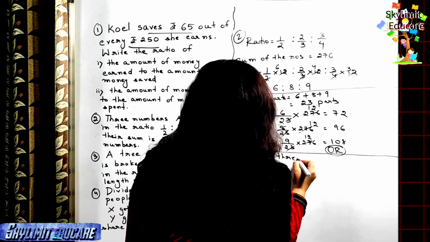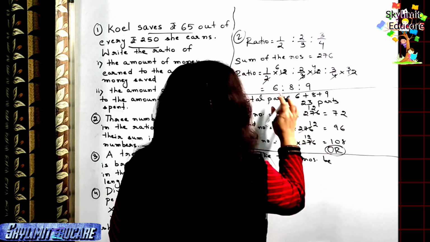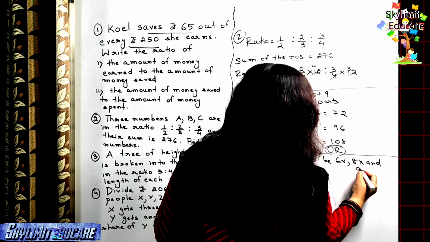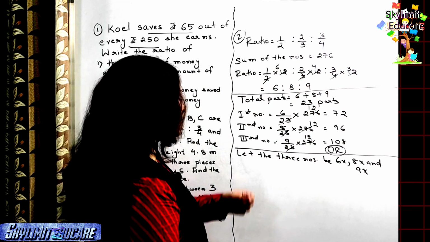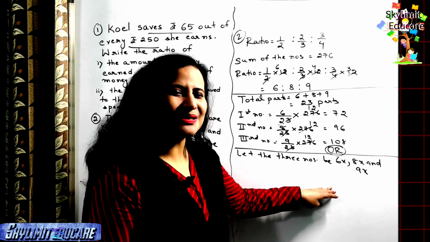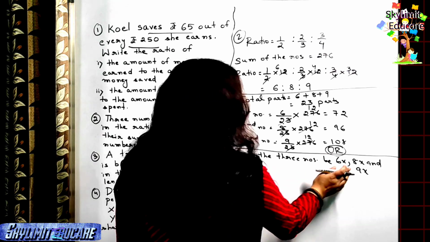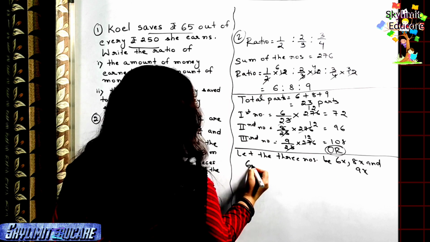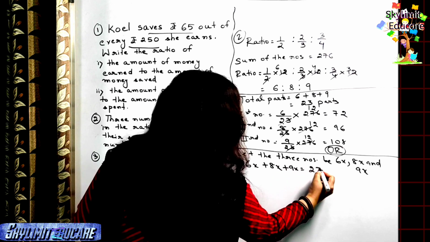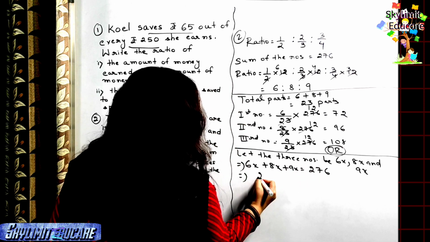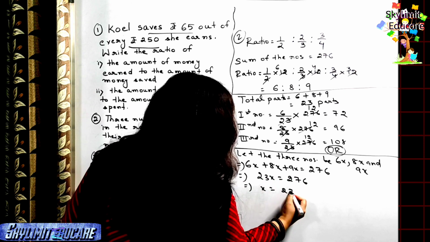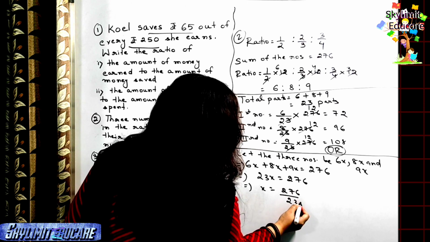Let the three numbers be, as per the ratio, 6x, 8x and 9x, okay? Just multiply by x. X is the constant with which you have to multiply all the ratios, because we know that ratio is in the simplest form, right? So let the three numbers be this, and the sum of the three numbers is how much? 6x plus 8x plus 9x is equal to 276. So 23x is equal to 276, that implies x is equal to 276 divided by 23, right?